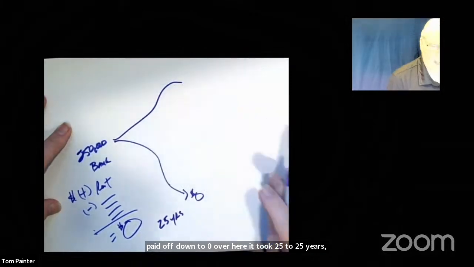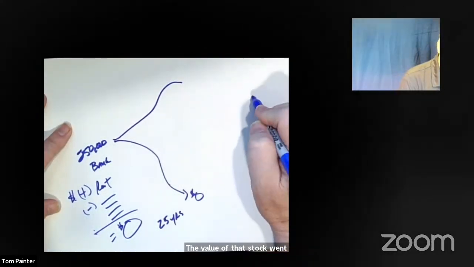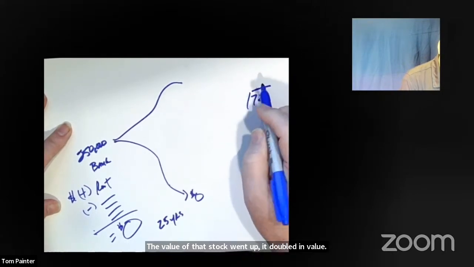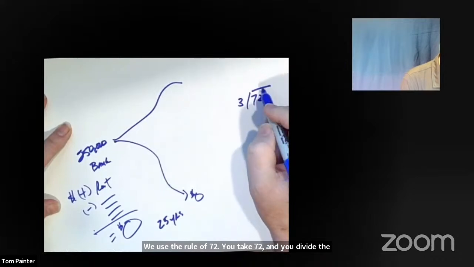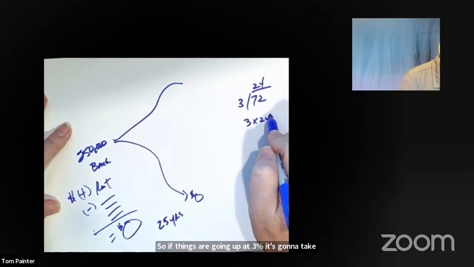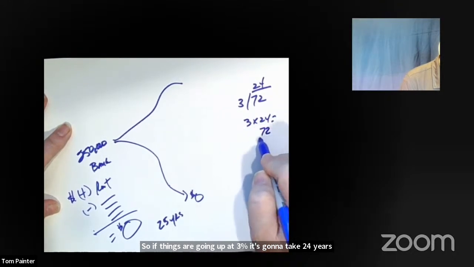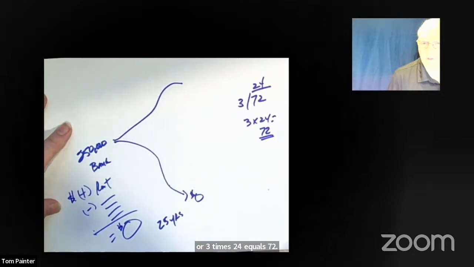The value of that stock went up. It doubled in value. We use the rule of 72. You take 72 and you divide the rate of return into it. So if things are going up at 3%, it's going to take 24 years, or 3 times 24 equals 72. 72 is the magic number. That's how long it takes for something to double in value.